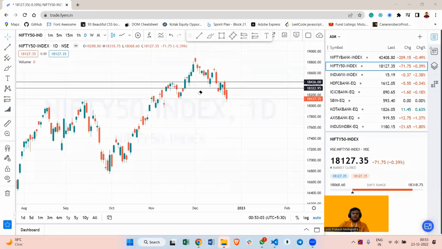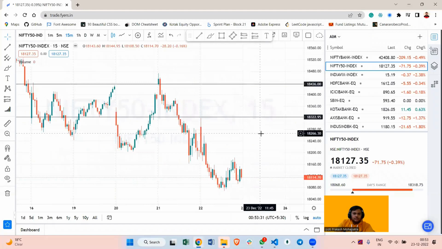And if it opens gap up around 18,300 or 270, and if it shows any kind of negative movement there also, then you can take a trade for selling. But if it trades above 18,320 or 310, then you can expect any kind of buying setup here. But as you can compare 18,120 to 18,320, it's around a 200 point gap up. So we're going to wait for another 1 or 2 days for any kind of buying trade.